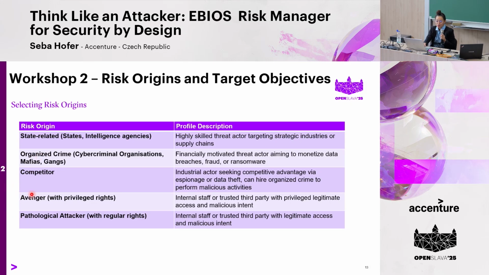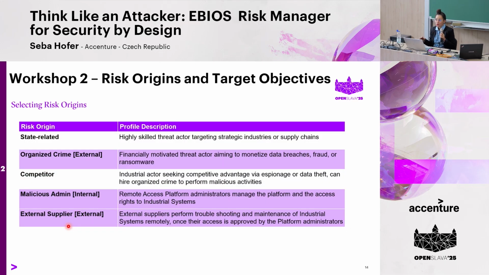And then we have the more internal ones here. The Avenger is an attacker with privileged rights. Usually it's an administrator, either internal or a trusted supplier. And the pathological attacker is somebody like a regular user. They have access to the system with regular rights. They are not administrators.